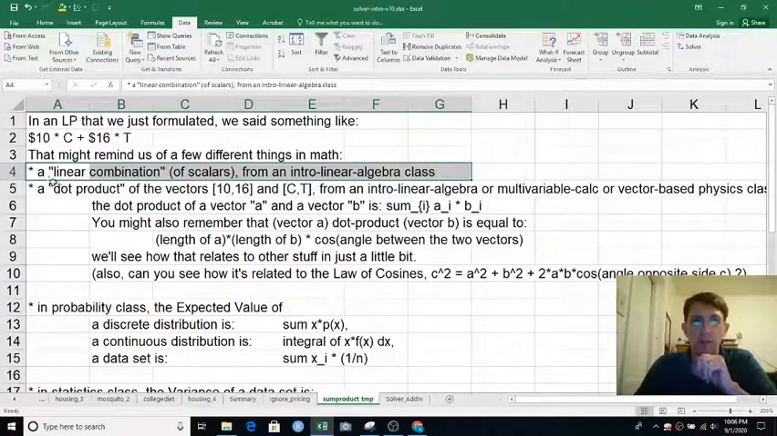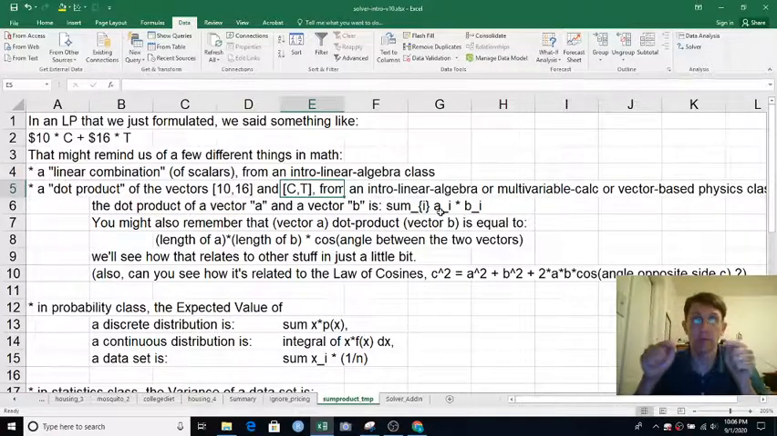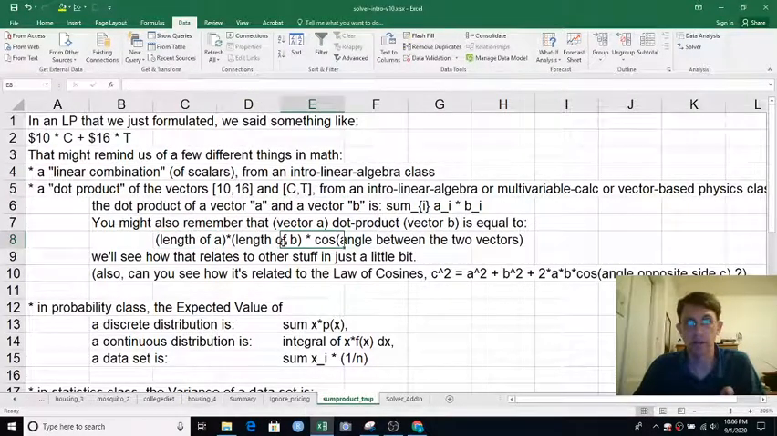You might also think of it as a dot product of the vector 10, 16 with the vector c, t, which you might see in a variety of classes. The dot product of two vectors is the sum of, you multiply their first components, multiply the second components, multiply the third components, etc., and then add that all up. You might also remember a formula that says that the dot product of two vectors is a scalar. You can also express that as the length of one vector times the length of the other vector times the cosine of the angle between them, and we'll make a link with that in just a sec.